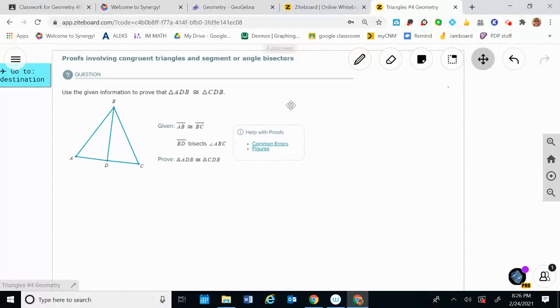It says proofs involving segment or angle bisectors. Okay, so now we're looking at an angle bisector. Remember, bisect cuts an angle in two. So use the given information to prove that these two triangles are congruent. Look, A, D, B, C, D, B.